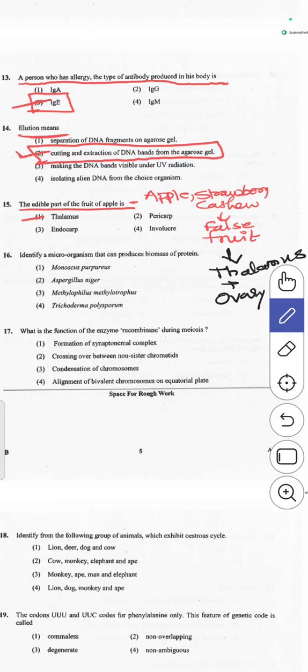As we know, the true fruits usually form from the ovary, but these false fruits form from other parts of the flower, that is from the thalamus. So these fruits are considered as false fruit. For this one, these three are the examples: strawberry, apple, cashew. So for this 15th, A is the right answer, that is thalamus. This thalamus is the edible part in the apple. So for 15, 1 is the right answer.